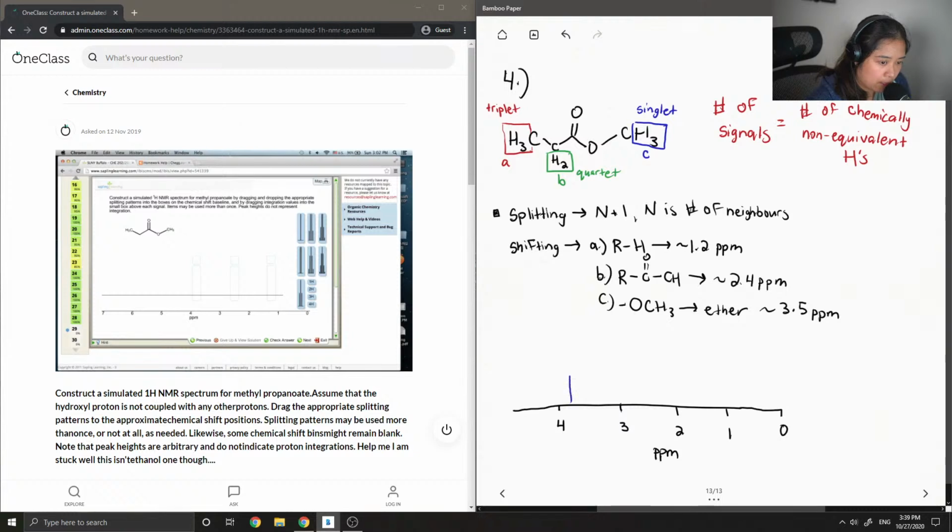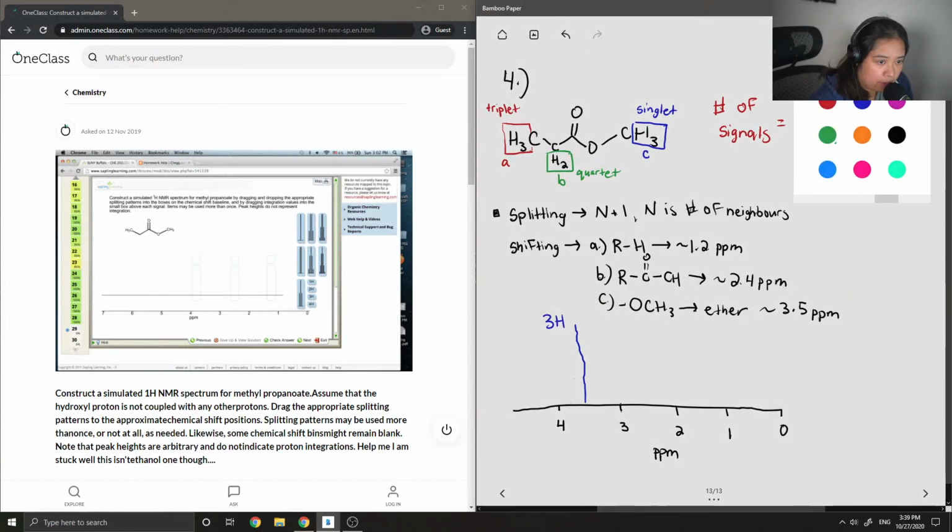So the one that splits as a singlet, I'll draw here. Oh wait, I said 3.5-ish. That was not a straight line. And its integration value will be 3H, so that's just how many hydrogens are with that peak. And then let's look at the one that splits as a quartet. It is at around 2.4 ppm. I'm just going to draw it splitting like this. And there's only 2 hydrogens, so its integration value is 2H.